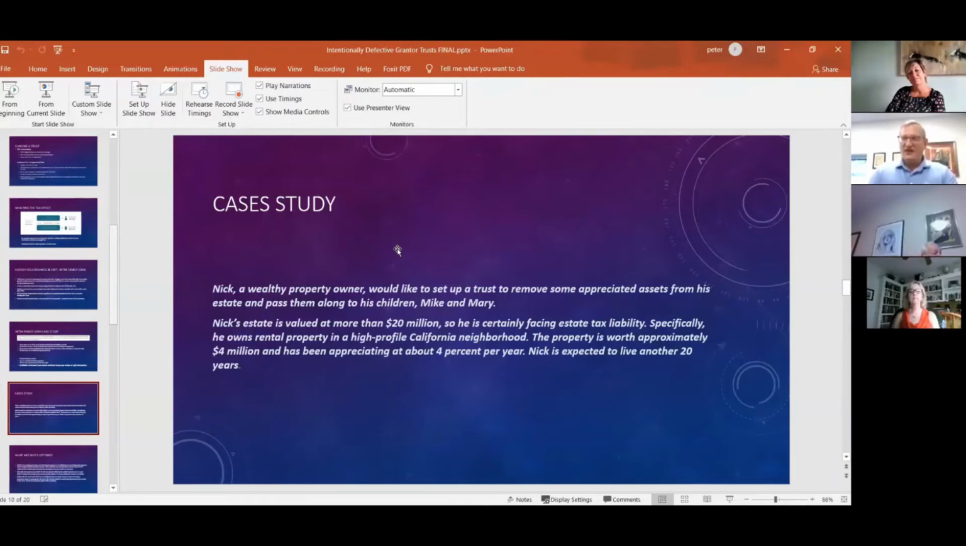His estate is valued at more than $20 million. So we do have an estate tax issue today that is likely only going to get more significant in the future. And he's got some California property that's worth $4 million. It's been appreciating at 4% per year. And Nick is expected to live about another 20 years. So the asset is appreciating at a rate higher than the AFR. Because of that, this becomes an attractive asset to move into the trust.